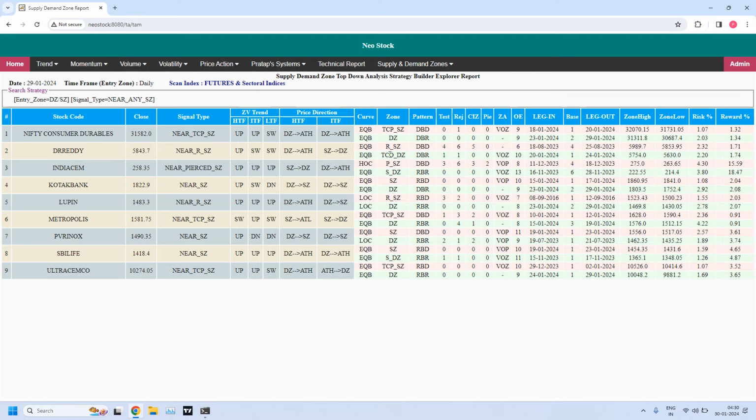We have to look for supply zones only. And next one is Lupin. Lupin is already tested 3 times. This is a daily high liquidity supply zone. Next one is Metropolis. This is tested once.